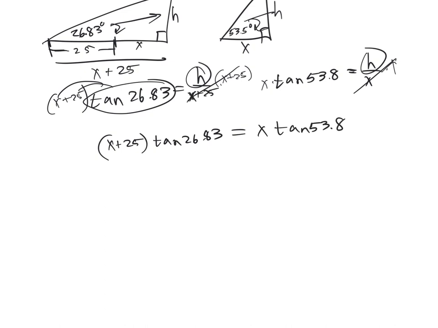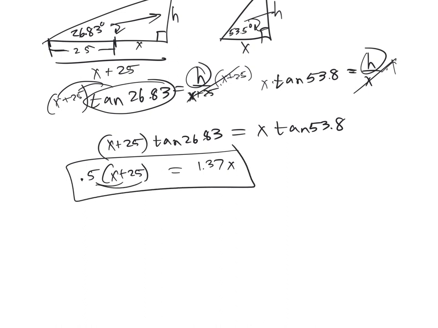So let's just get these decimals, because sometimes it's easier to look at these as decimals. And we'll take the tangent of 26.83, and that gives us X plus 25, and tangent of 26.83 is 0.5. All right, I'm just going to put it out in front. And now tangent of 53.8 is 1.37, so 1.37x. Now it looks like an algebra problem. So distribute here, we get 0.5x plus 12.5 equal to 1.37x.